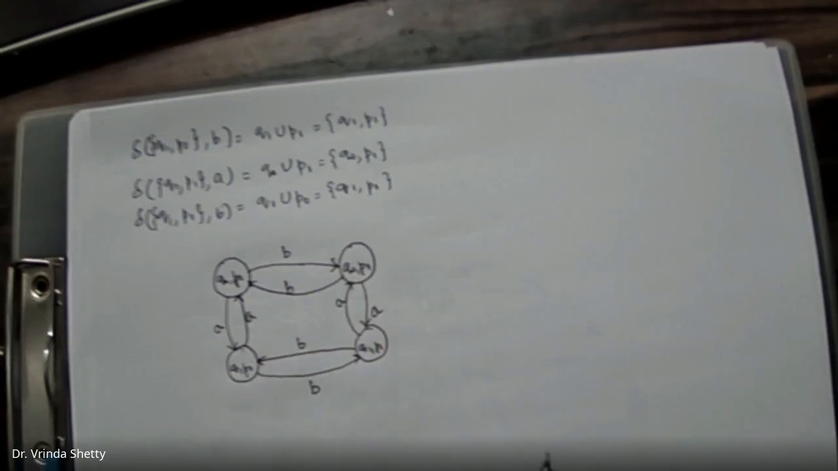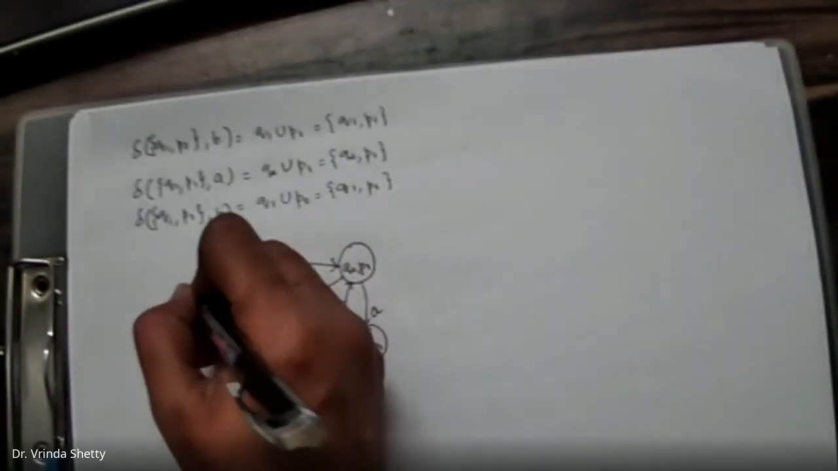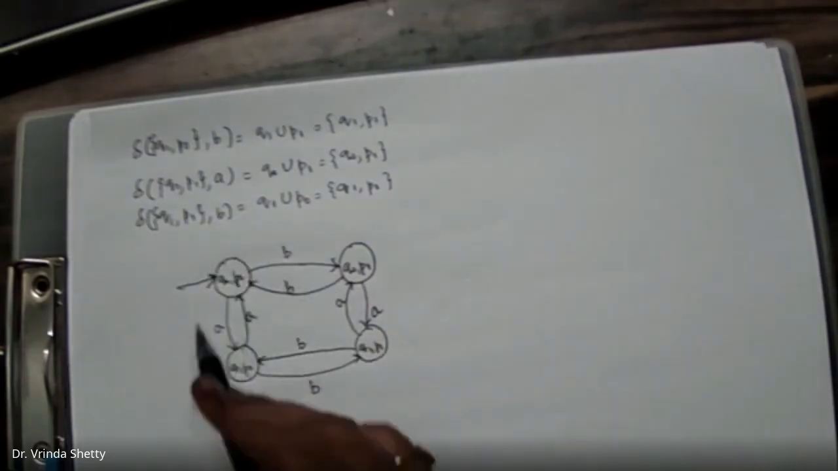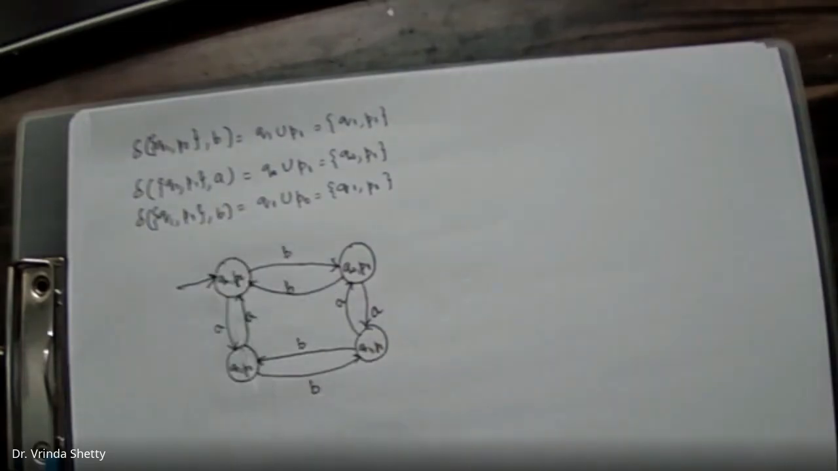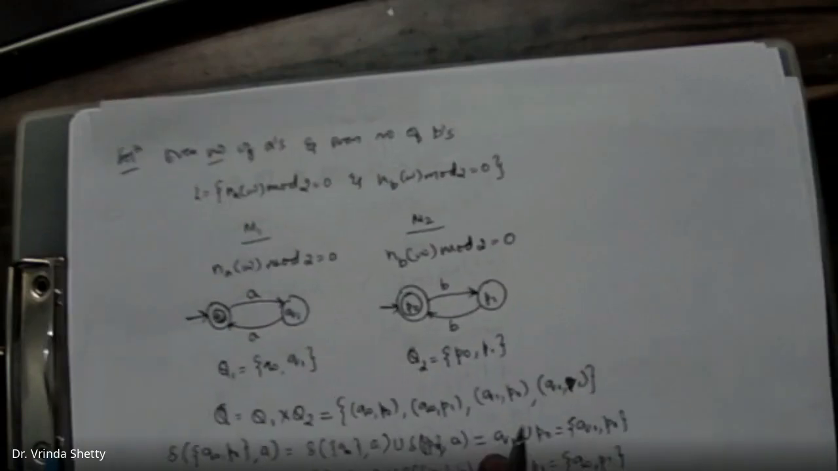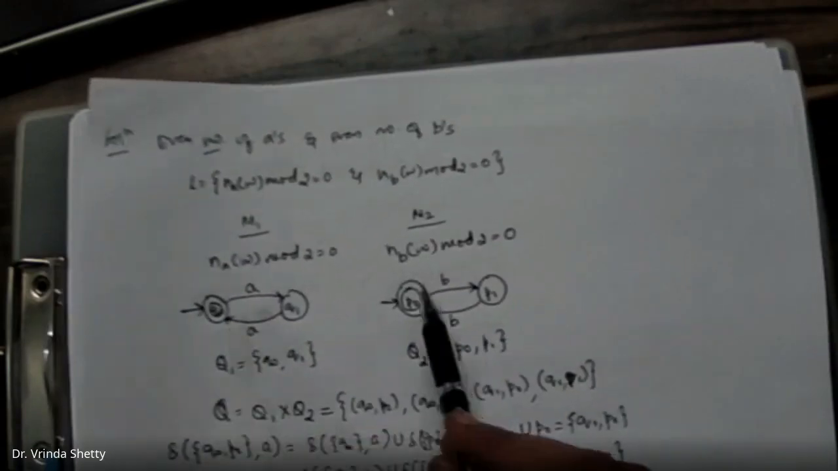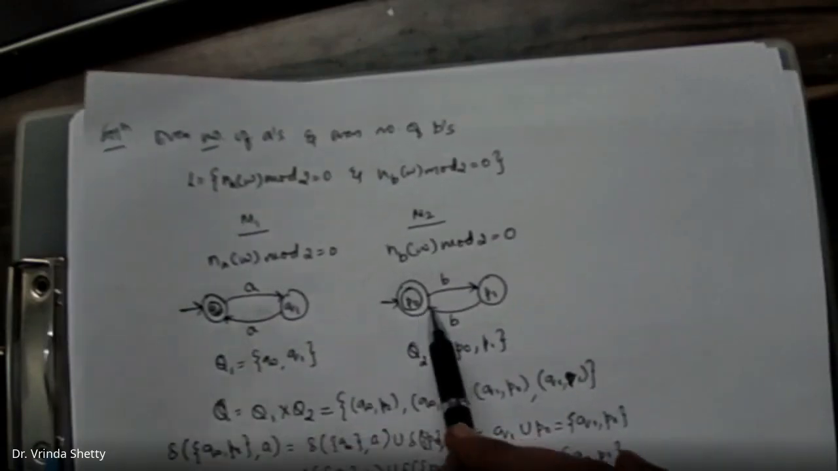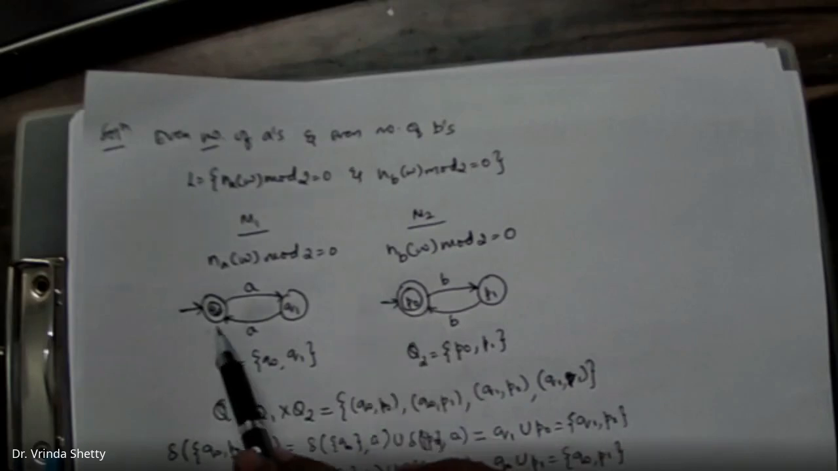Now, for all the states, the inputs A and B are defined. Now, which is the start state in machine 1? Q0 is the start state. Which is the start state in machine 2? P0 is the start state. So Q0 P0 is going to be the start state of our machine.